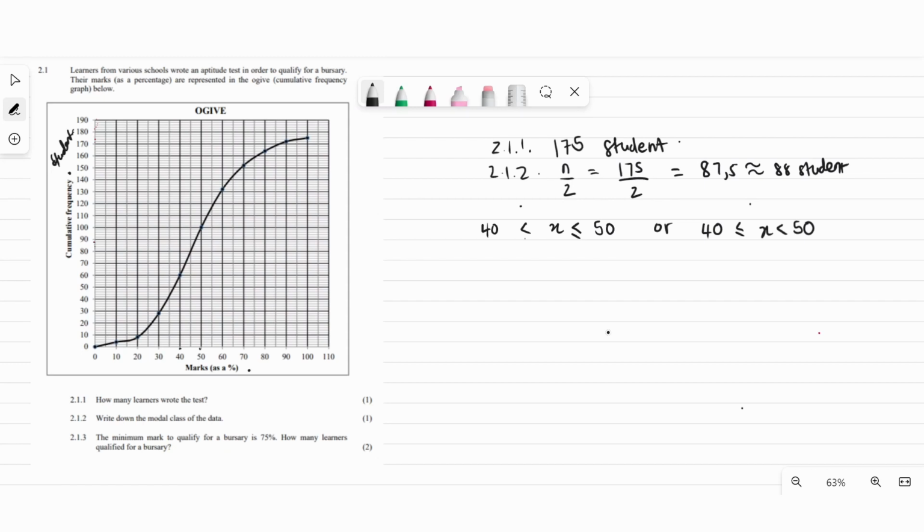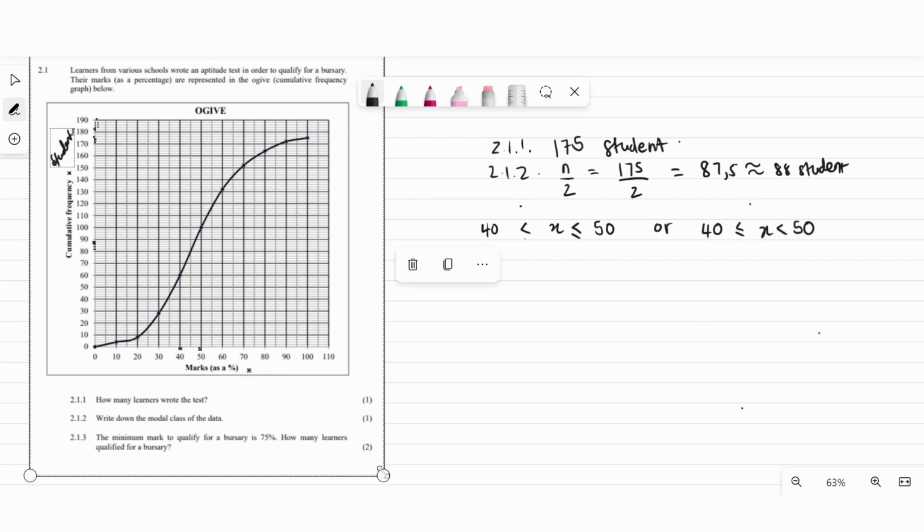It says the minimum mark to qualify for the bursary is 75%. How many learners qualify for this bursary? So we're going to go back to the graph. We know the minimum is 75. Then we're going to go up the graph and check how many students actually qualified. So let's go to the graph again.